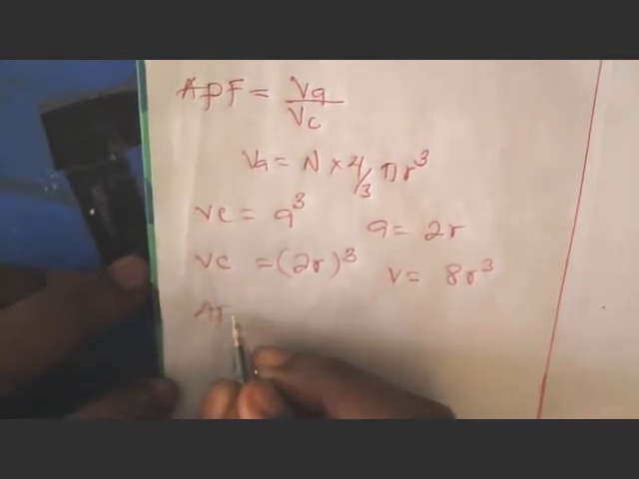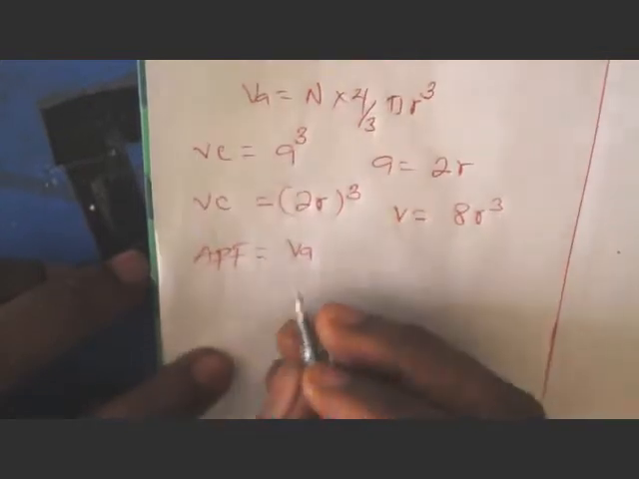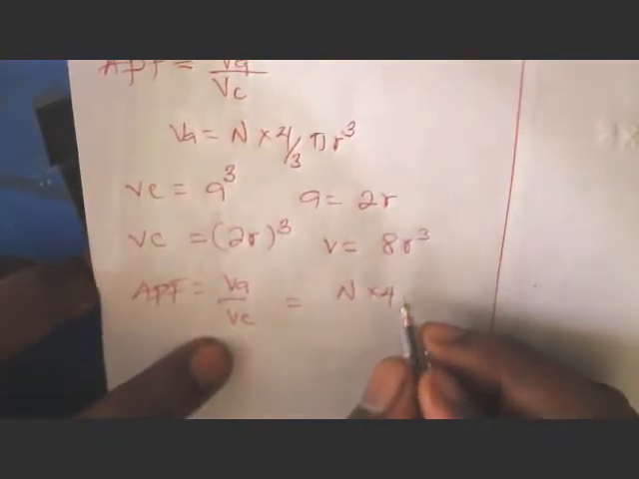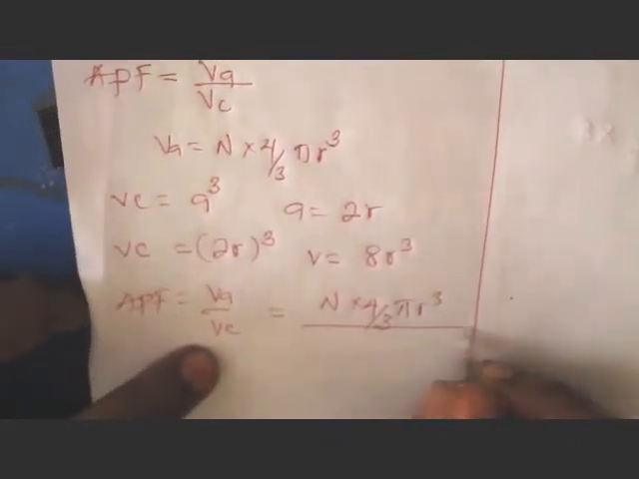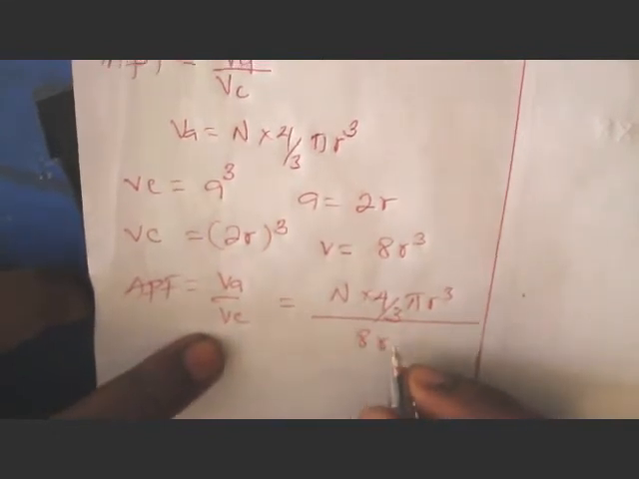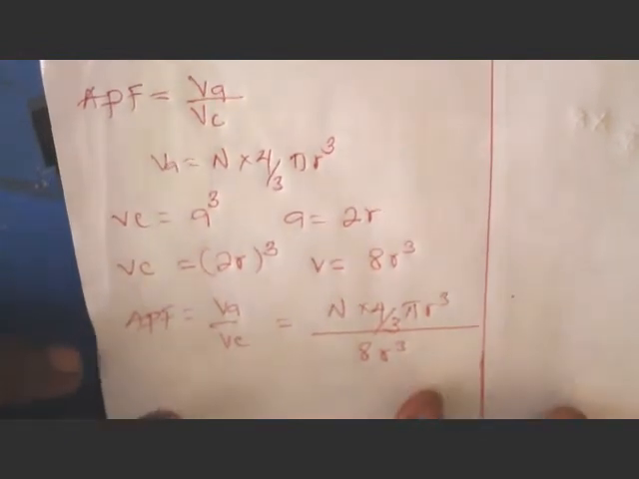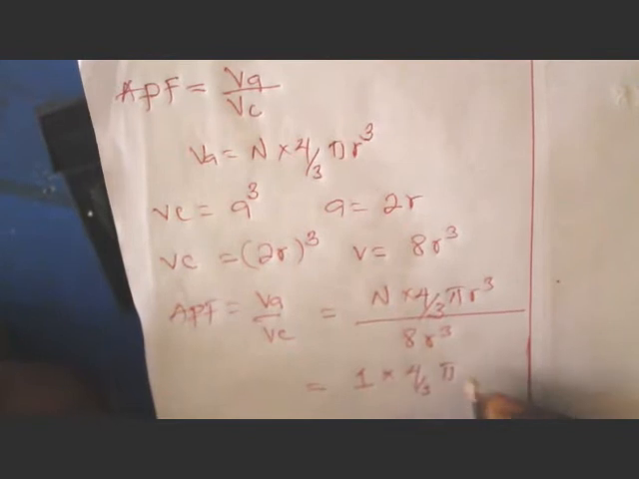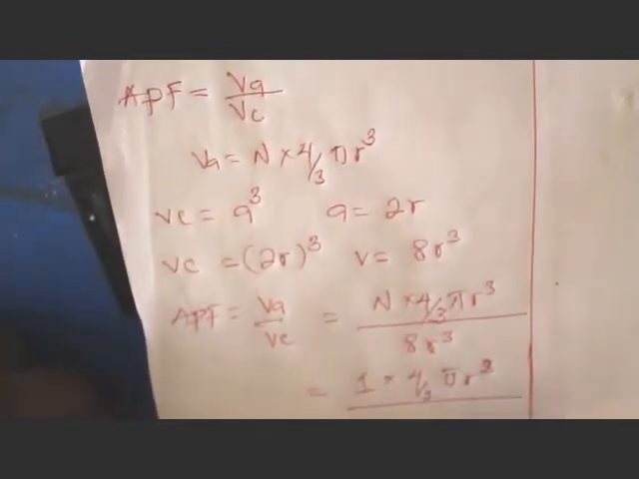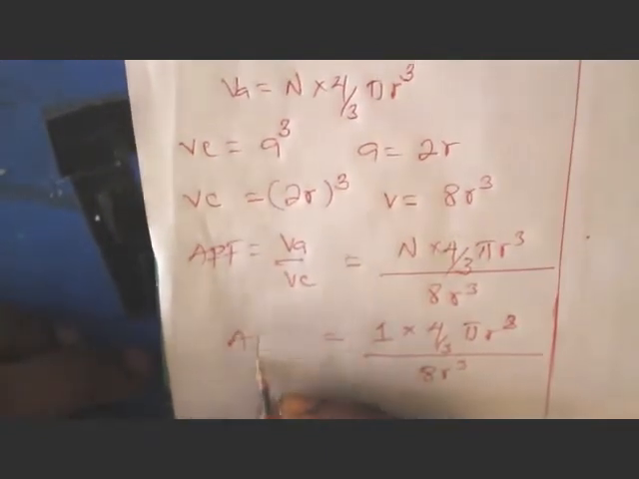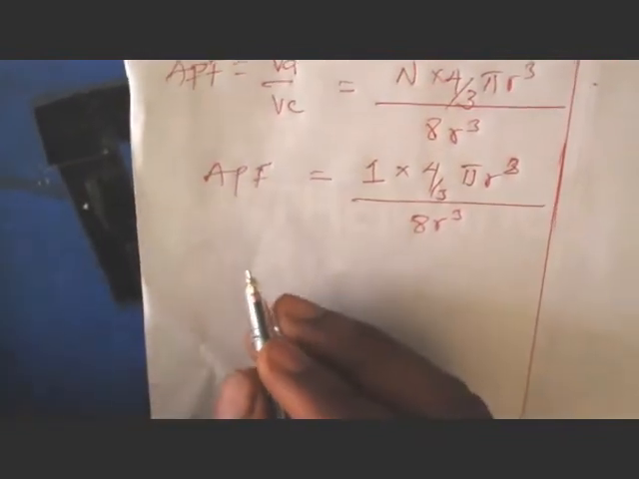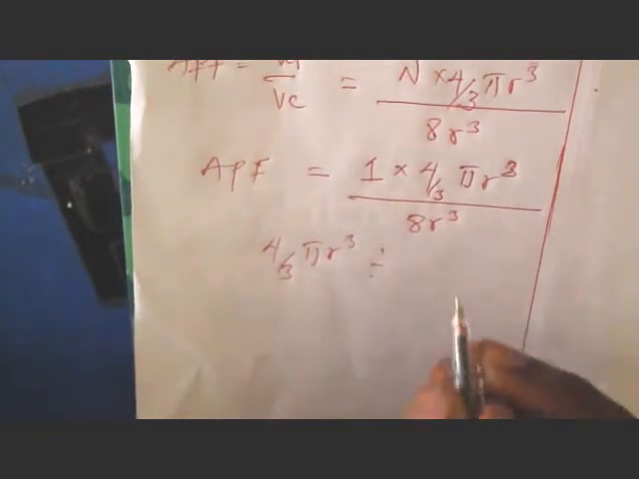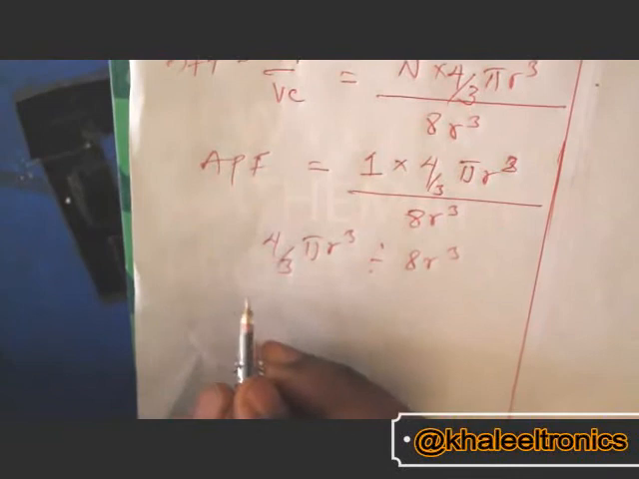So atomic packing factor is equal to VA over what? VC. Our VA is N times 4/3 pi r cubed, over VC, which is 8r cubed. We know our N is equal to 1, then it is 1 times 4/3 pi r cubed all over 8r cubed. This is called the atomic packing factor. So from here you can say 1 times 4/3 pi r cubed divided by 8r cubed.